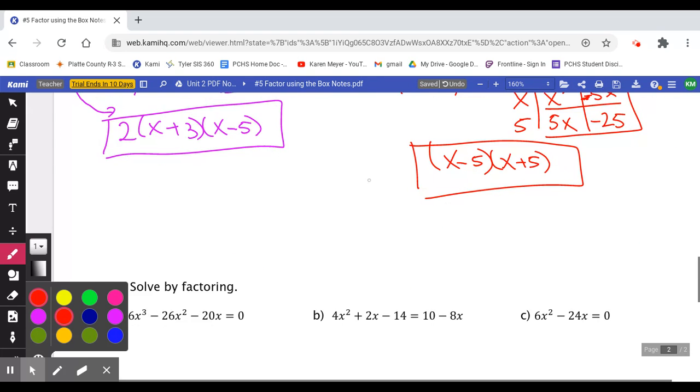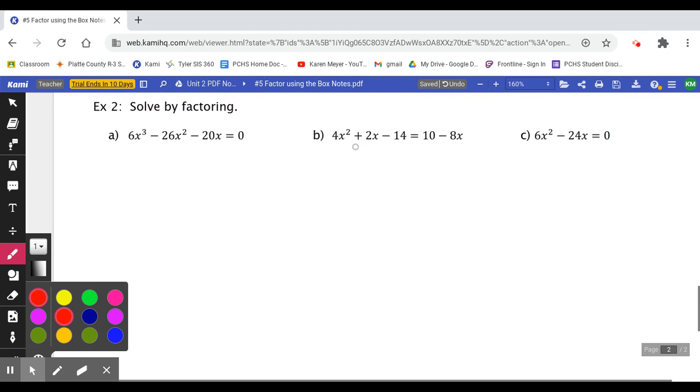Okay, now we're going to add a little bit more to our factoring. We're going to add the solving component. And when you're solving, you're going to notice that the problem now has an equal sign. So before we start factoring, we have to make sure that all terms are on the same side, i.e., make sure it equals 0, which our first one does. So, yay.